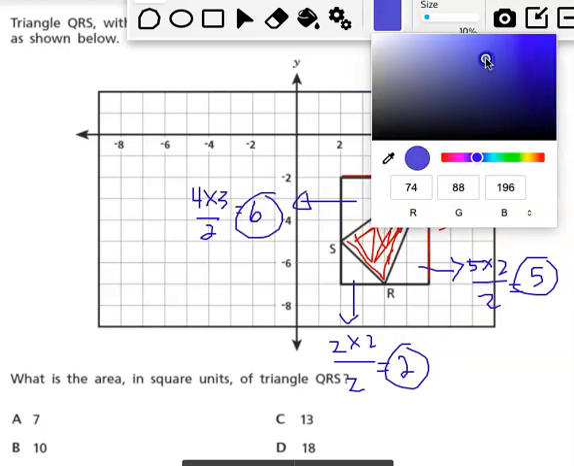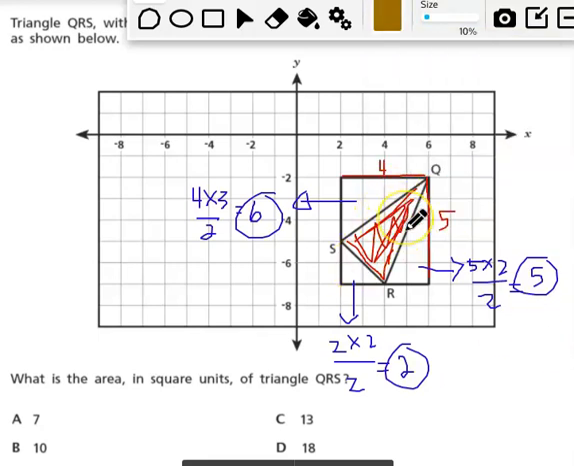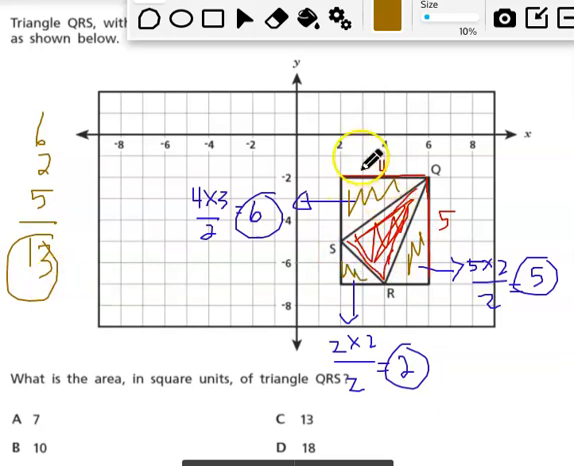Now, these are the areas of those triangles, right? But we're looking for the area of the shaded portion. So we're going to find the area of the whole thing, and I'm going to take this area out. What remains is the area inside. You get that? So you're going to have 6, 2, and 5, and that gives you 13. So the area for this one, and this one, and that one is 13. But the area of the whole is 4 times 5.